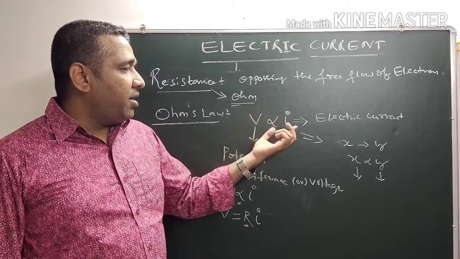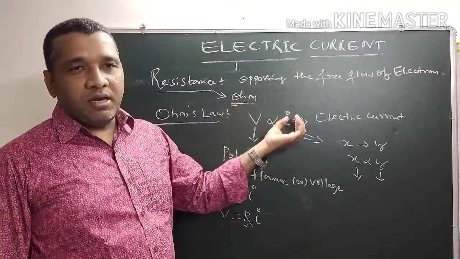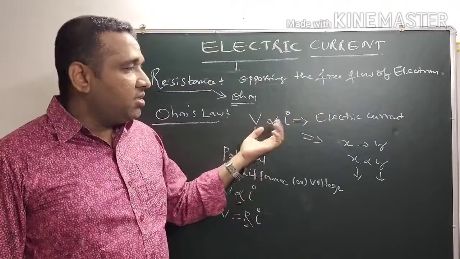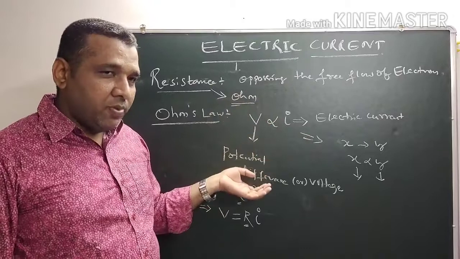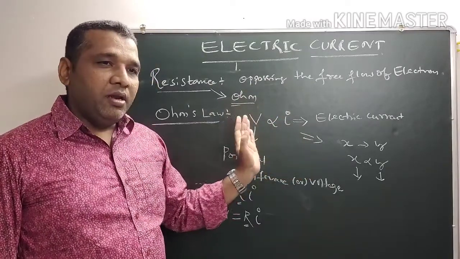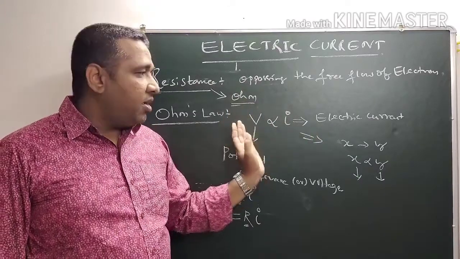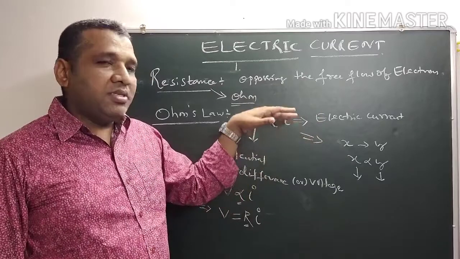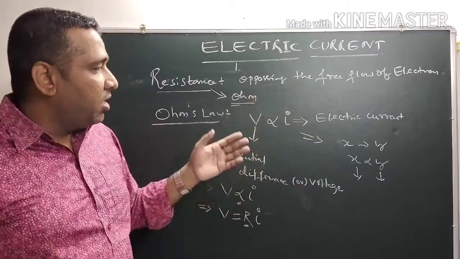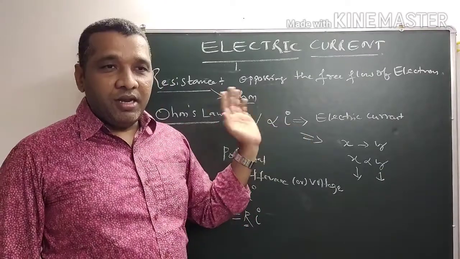V is directly proportional to I means what? If voltage is increasing in the circuit, obviously the electric current also increases. So that is directly proportional. If voltage is dropping, then the electric current will also decrease. So when one quantity is increasing along with another, or decreasing along with another, we say that they are directly proportional. Here voltage and electric current are directly proportional.